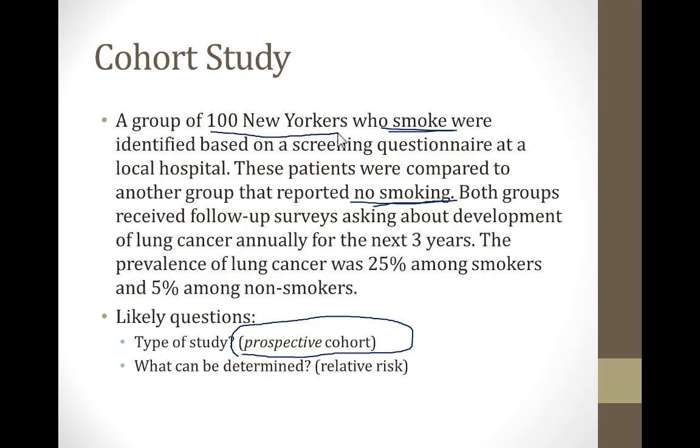You see the word New Yorkers here, and that might confuse you. You might think maybe this is just a cross-sectional study of New Yorkers, but read more carefully. They were looking for smokers and non-smokers, and then they're following them over time, over 3 years. So this can't be a cross-sectional study. Because they identified patients by risk factors, you know it's a cohort study, and then they followed them going forward in time over 3 years, so you know it's a prospective cohort study. And what metric can we get out of this type of study? We can get a relative risk or a risk ratio.